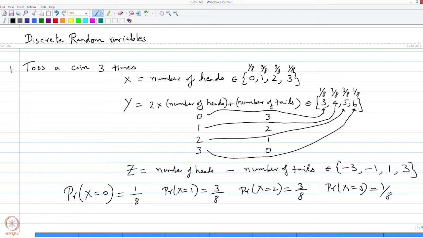Okay. And same thing here. So, what is this guy? This is again probability 1 by 8, 3 by 8, 3 by 8, 1 by 8. Okay. So, it is easy to do for these kind of experiments if you define random variables like this. Okay. Hopefully, this was clear to you.